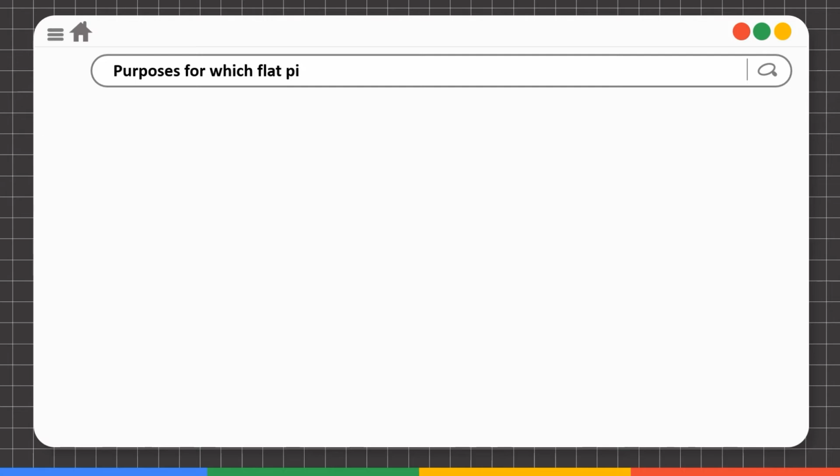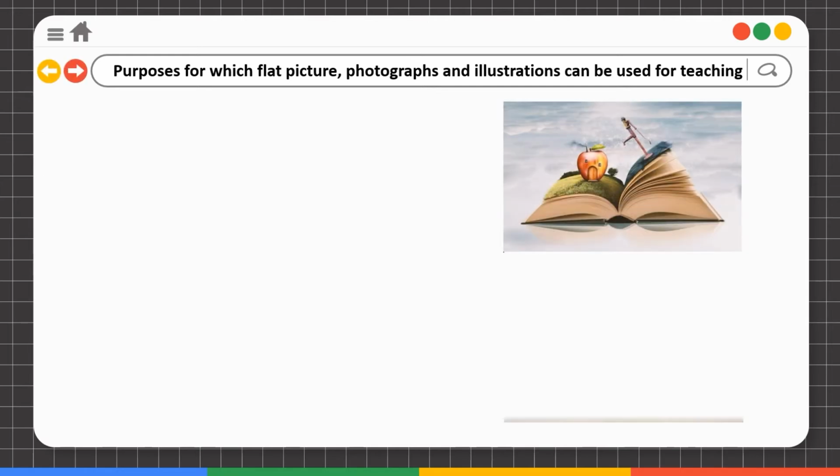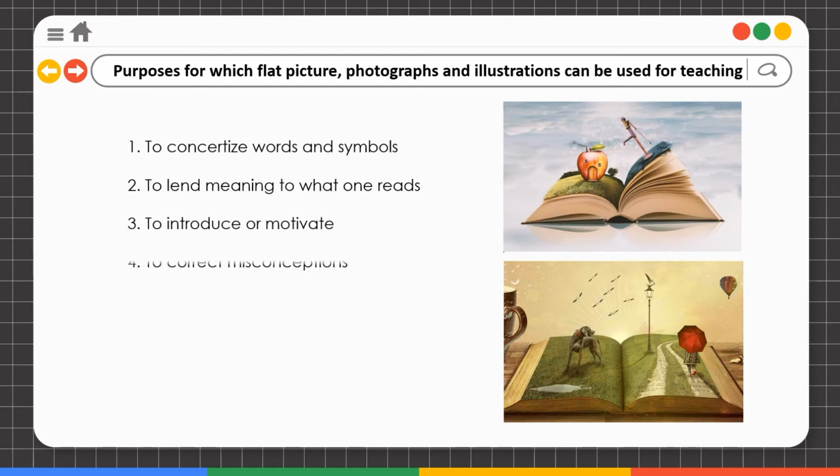These are the purposes for which flat pictures, photographs, and illustrations can be used for teaching. Number 1, to concretize words and symbols. When the teacher talks about a haunted house, pupils will not be able to imagine what kind of house it is, how it looks like.